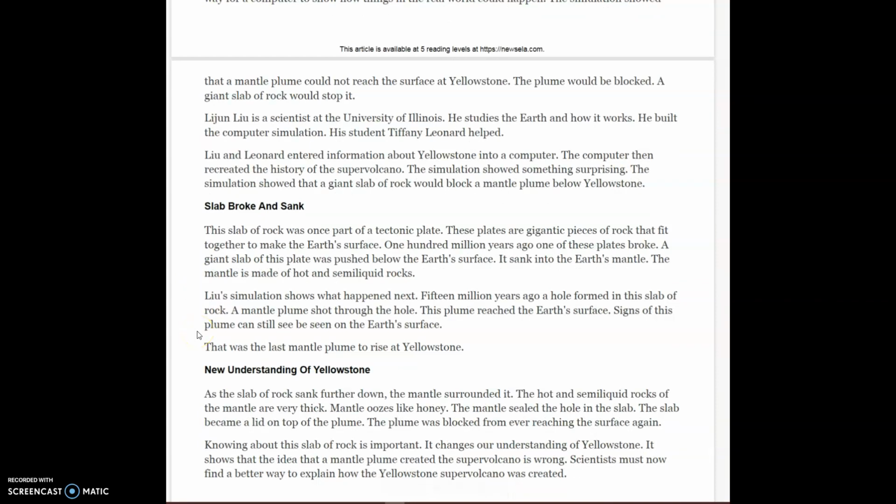Liu's simulation shows what happened next. 15 million years ago, a hole formed in this slab of rock. A mantle plume shot through the hole. This plume reached the Earth's surface. Signs of this plume can still be seen on the Earth's surface. That was the last mantle plume to rise at Yellowstone.